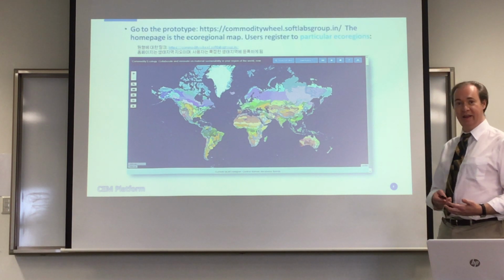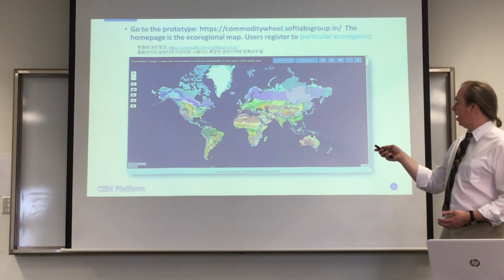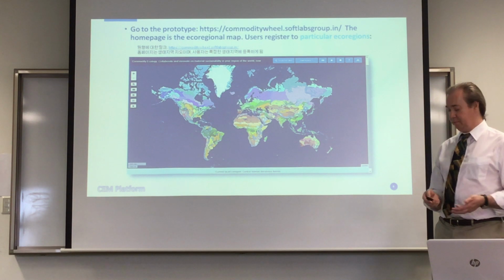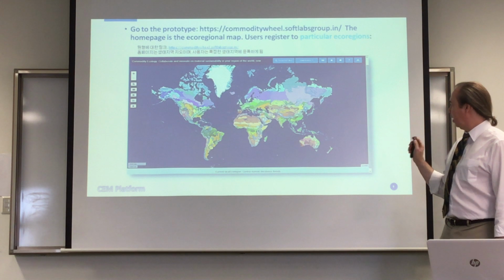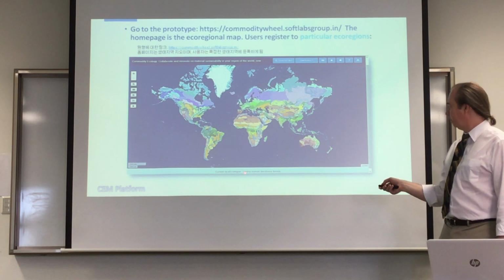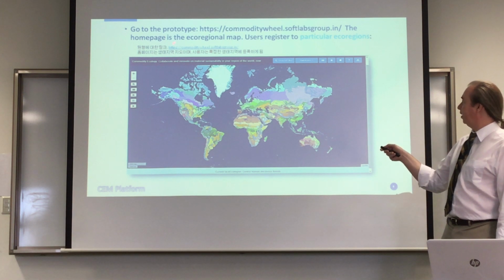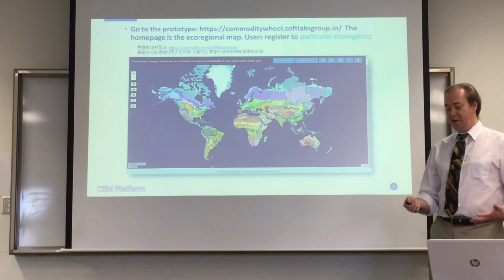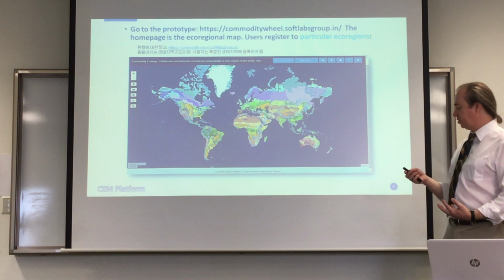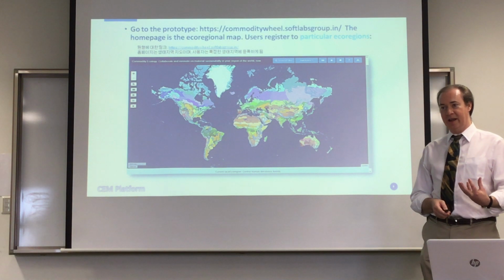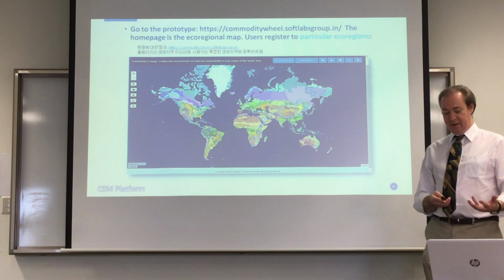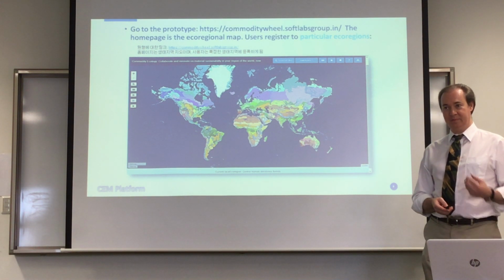It is available for you to look at yourself at this prototype website. And the home page is that ecoregional map. Notice for yourselves, I am logged in as M. Whitaker, and it currently has tagged me in the Central Korean deciduous forests. Why? Because the home page may be the global ecoregional map, but each particular user is registered to a particular ecoregion where they can post within that region as well as post globally in ongoing conversation.